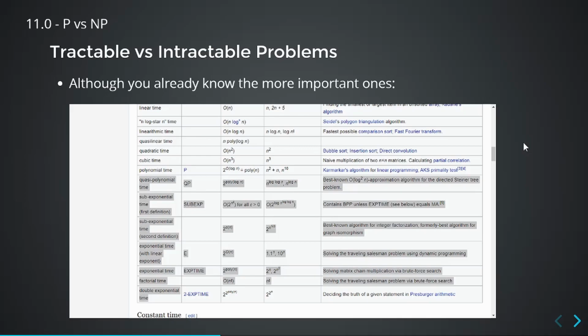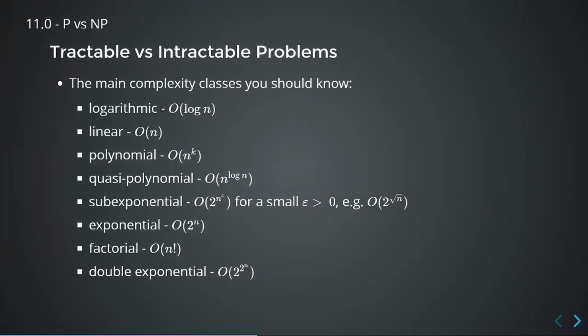So here are the main ones that you should know. And I think sub-exponential is the only new one here. So think about sub-exponential as exponential, but slightly better because you're looking at n to the power of epsilon, where epsilon is something small, like let's say a half. So instead of 2 to the n, you can have 2 to the square root of n, right? It's still pretty bad, but not as bad as exponential.